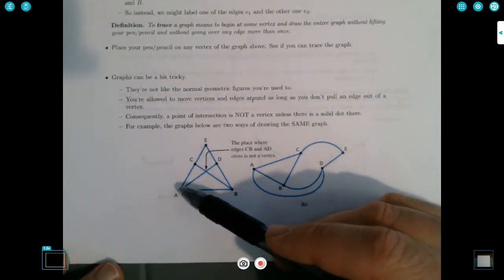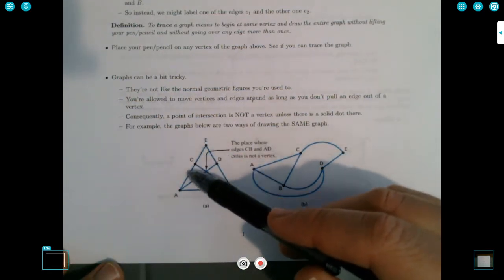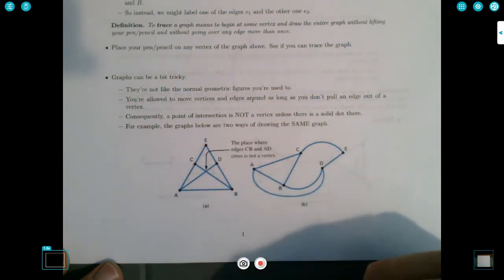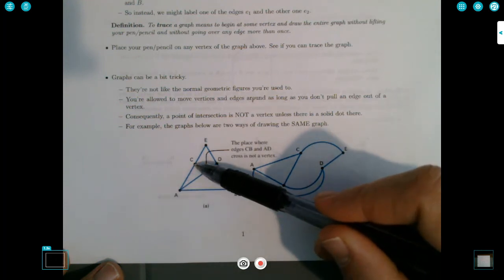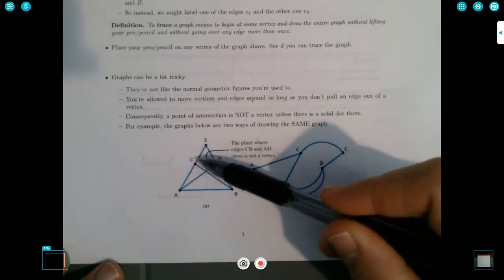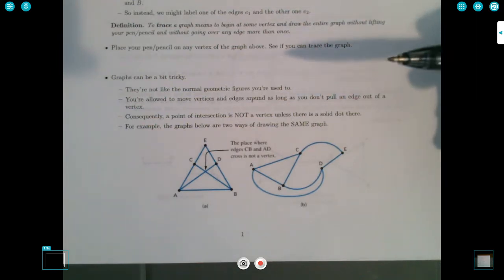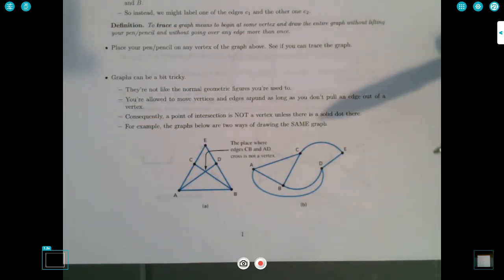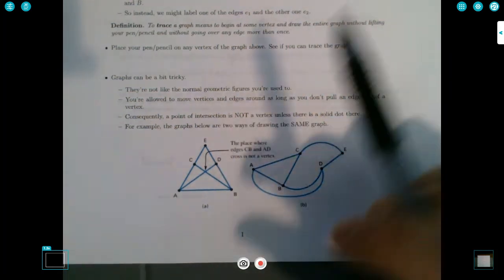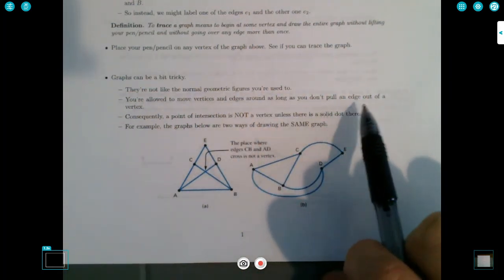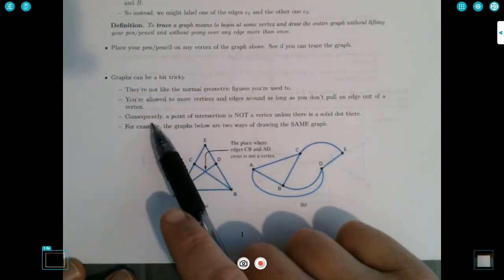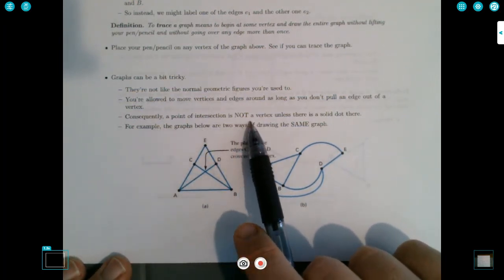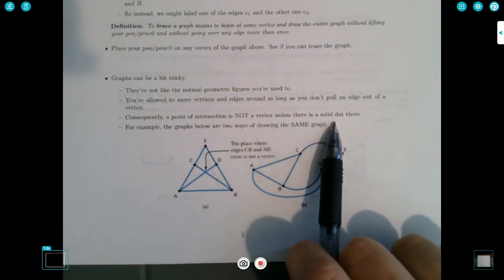Like I said, you're maybe used to thinking of this entire segment as one thing. But in graph theory, it's not. We really have one edge going from here to here, and then another edge going from here to here. They're two different edges. So they're not like the normal geometric figures you're used to. You're allowed to move vertices and edges around as long as you don't pull an edge out of a vertex, as long as you're not pulling the thing apart. Consequently, a point of intersection is not a vertex unless we specifically draw a solid dot there.